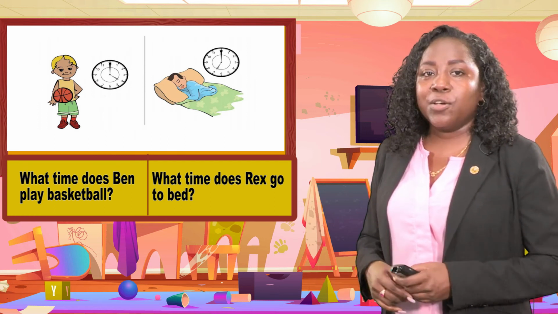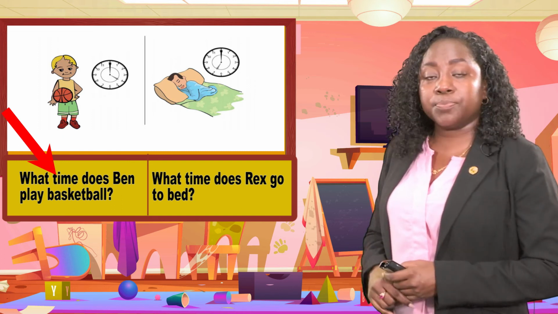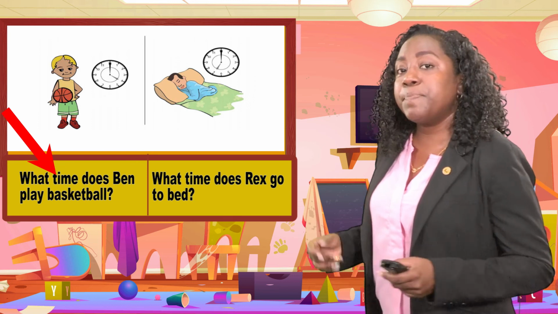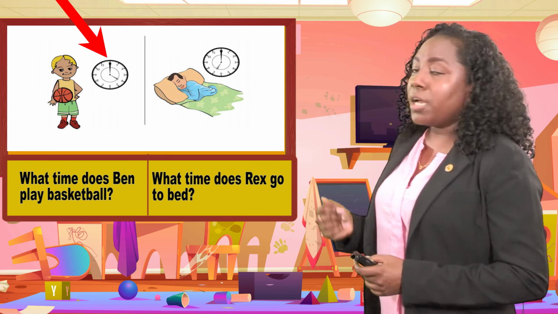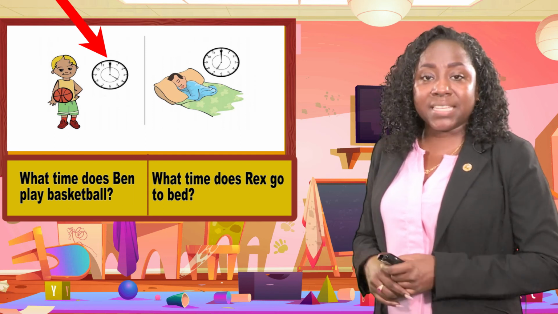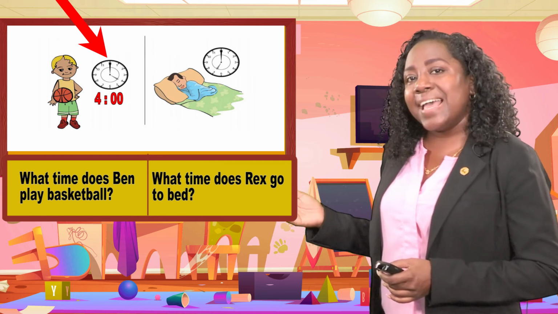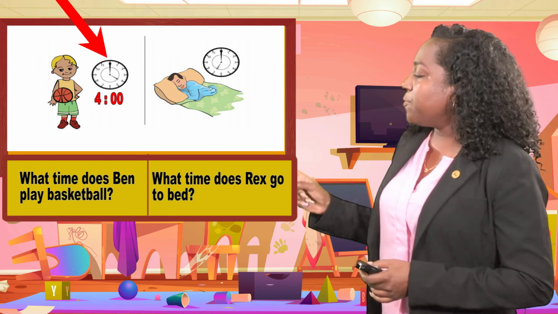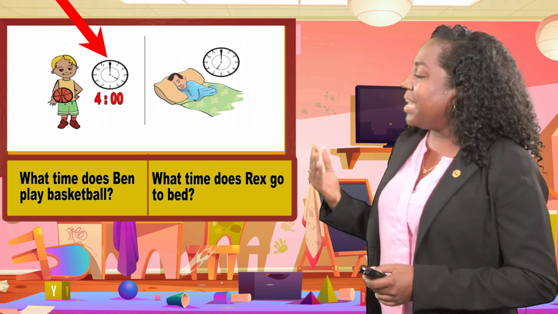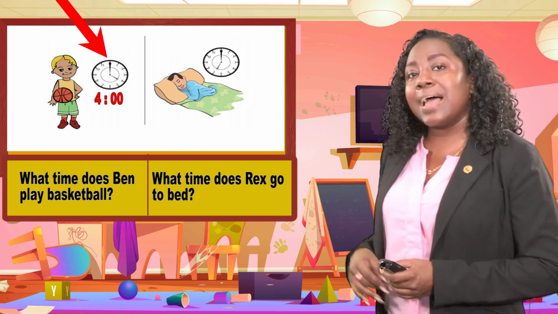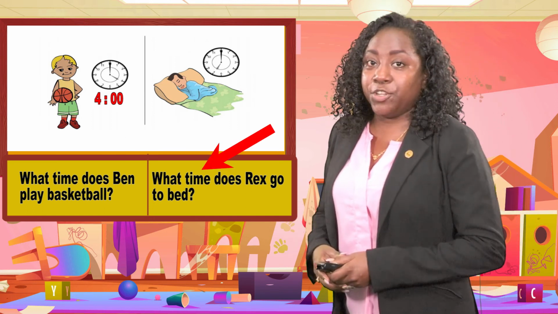The question is, what time does Ben play basketball? The clock is showing me that Ben plays basketball at 4 o'clock because the hour hand, which is the shorter hand, is pointing at the number 4. Therefore, Ben plays basketball at 4 o'clock. Let's look at the final picture.